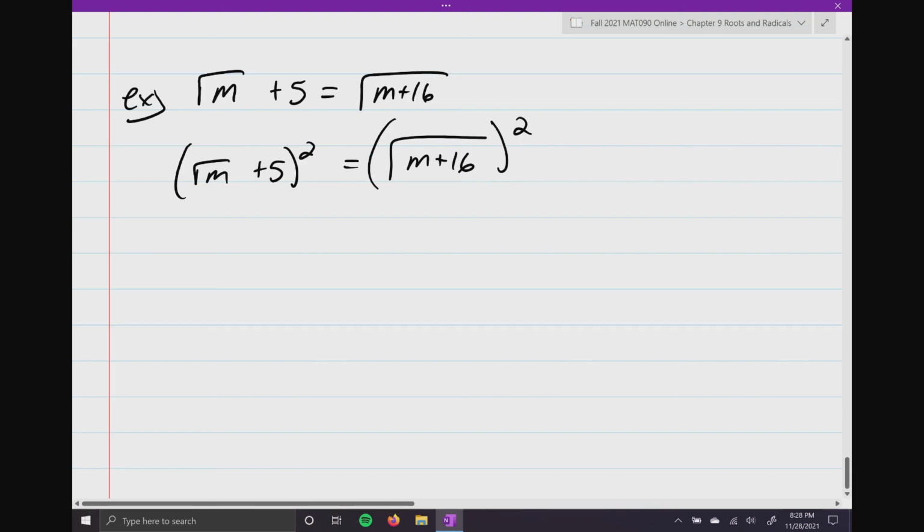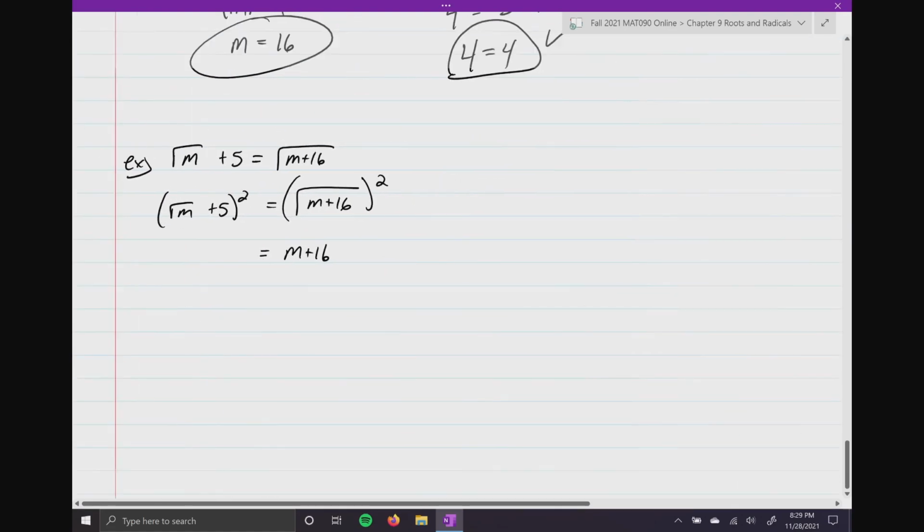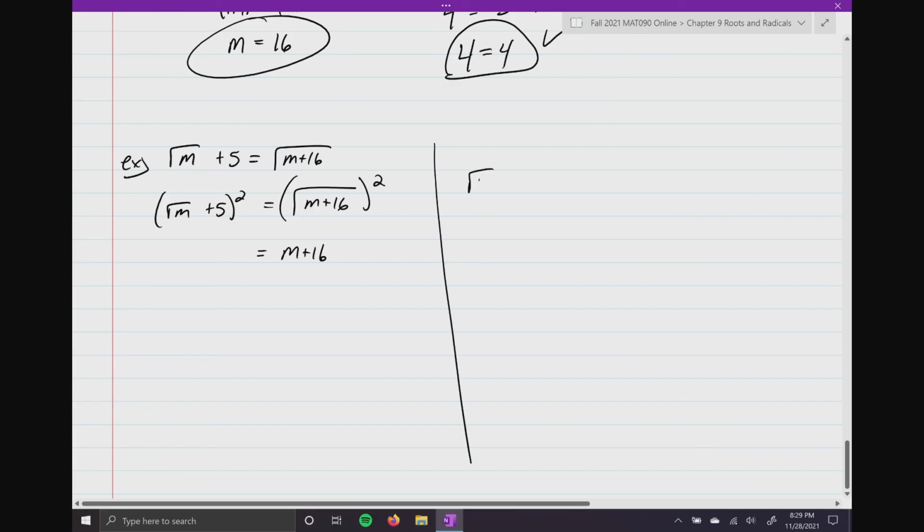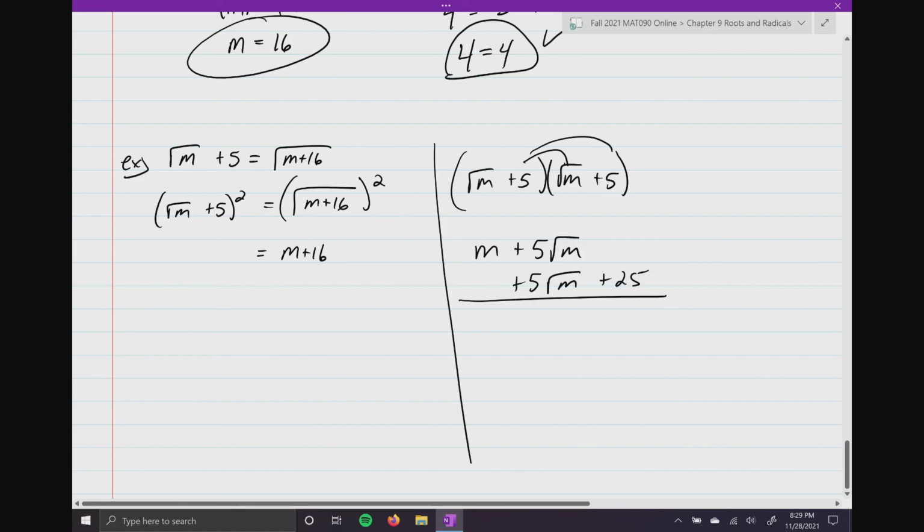On the right-hand side, that's nice and easy. You get m plus 16. But on the left-hand side, we got to be careful. So let me zoom out. Let me write it: the square root of m plus 5 times the square root of m plus 5 again. Now we're going to go ahead and distribute. So that's going to give me m plus 5 square root of m. And then I'm going to distribute again, but this time I'm going to distribute the 5. So that's going to give me plus 5 square roots of m plus 25. All right. So that's going to give me m plus 10 square root of m plus 25.